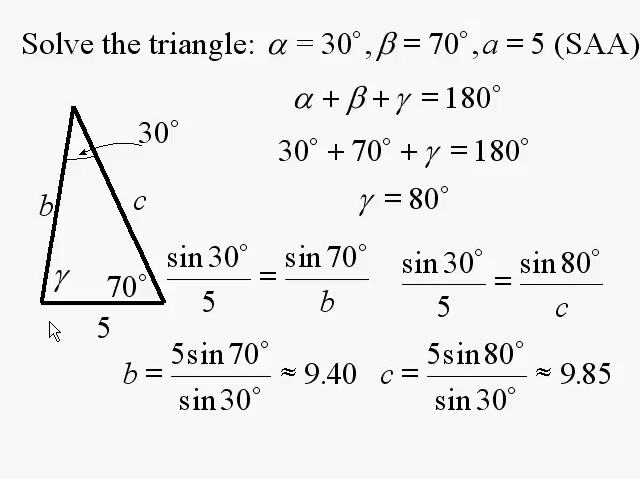You can look at this. If this is drawn roughly to scale, and this is 5 units, this looks like it's not quite twice as long. So B, 9.4, is consistent, and C looks like it's a little longer than B. Again, that's consistent with the scale of the picture as I drew it.